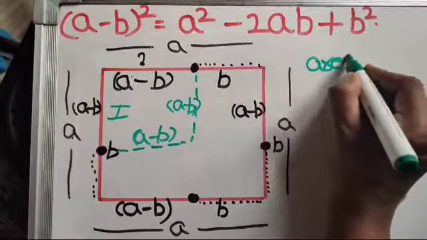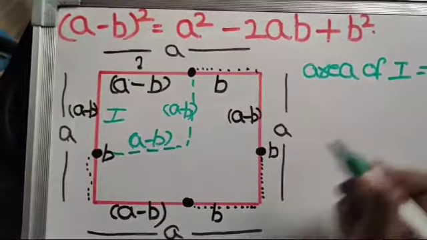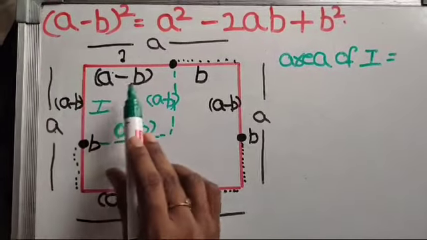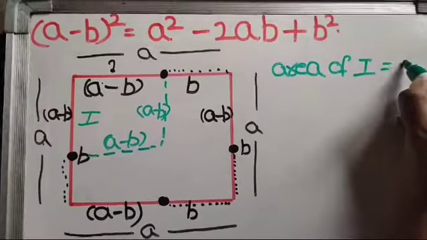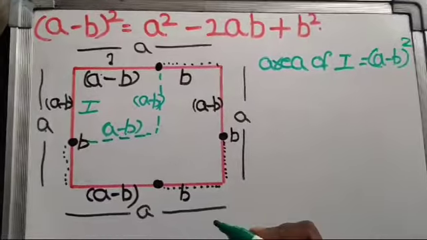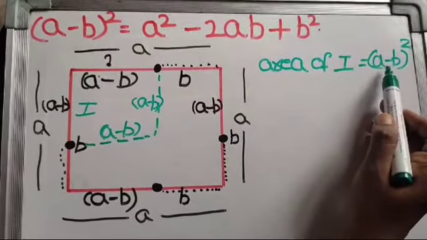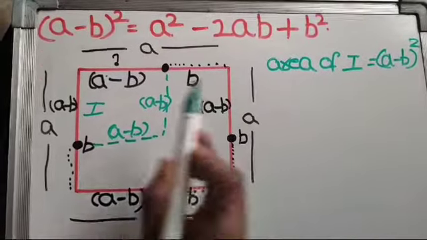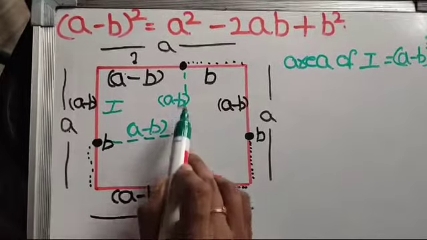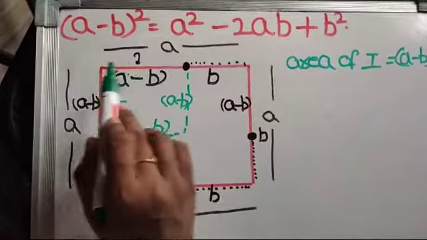So first we are finding the area of the first square. What is the area of a square formula? Already we have said, that is a square, or side square. So here our side is A minus B, which gives (A minus B) whole square. Now in the same way, we have to join the remaining sides also. Now we have got the area of the first one. Now we have to join the remaining sides.